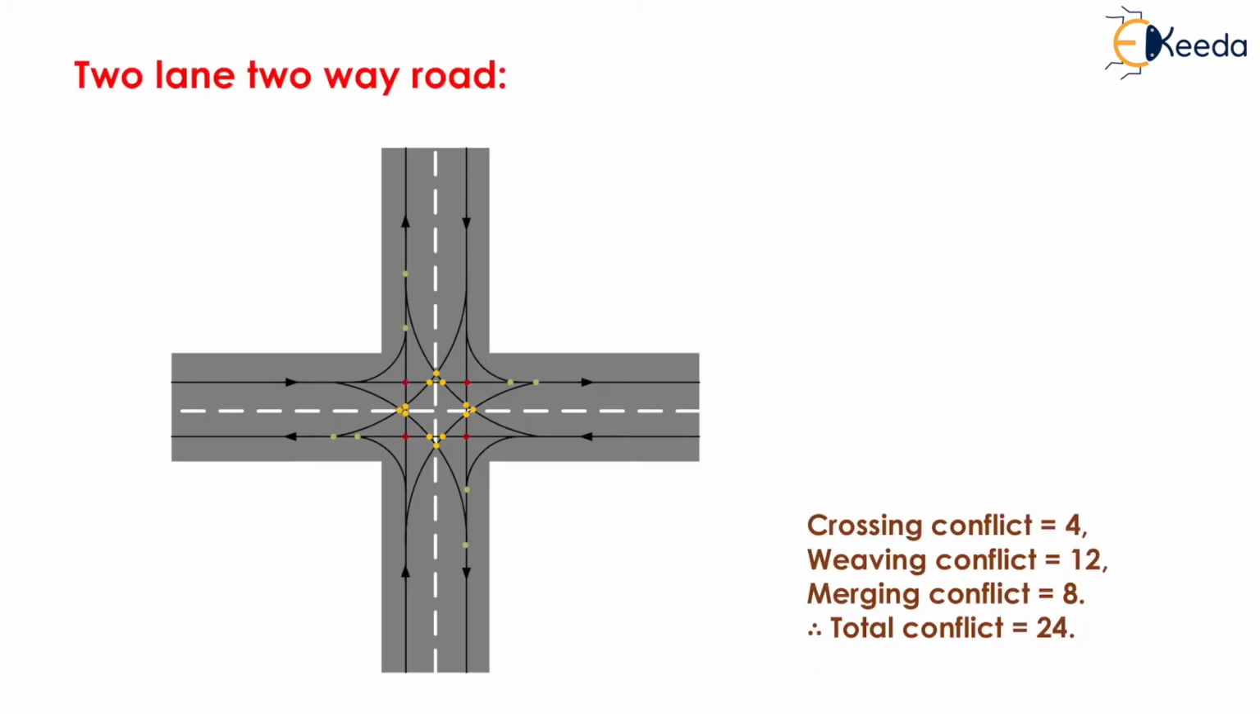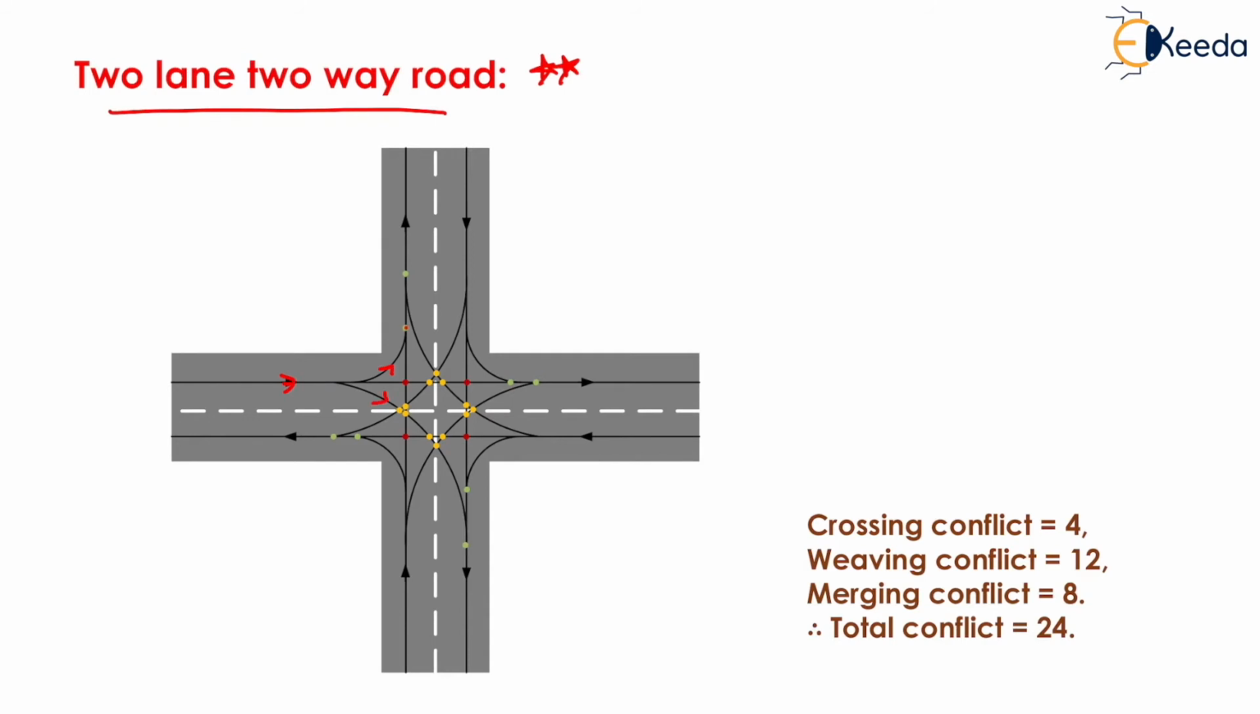Okay, this question is very important from the GATE point of view, because in 2019 GATE had asked a question from this topic. Now we will see the various types of conflict points that arise in a two-lane two-way road. This vehicle will move just like this, and it will take the path just like this, or it will take the path just like this.